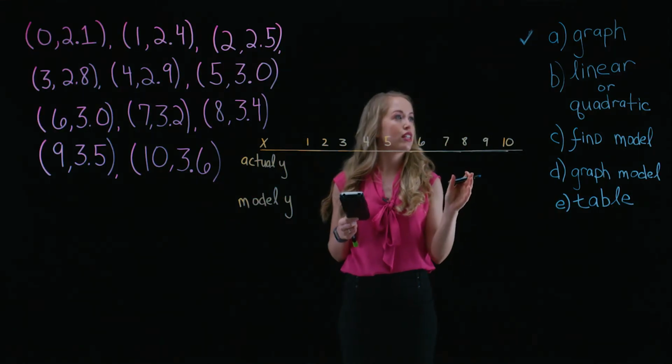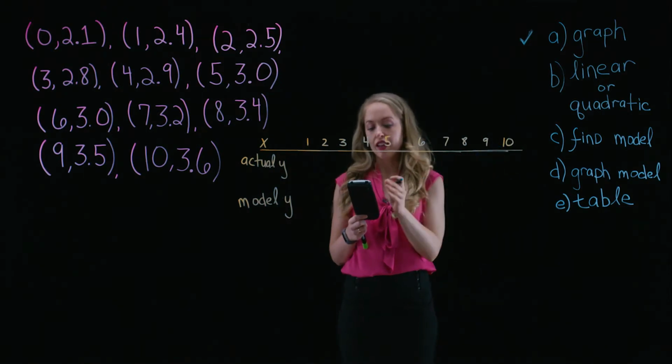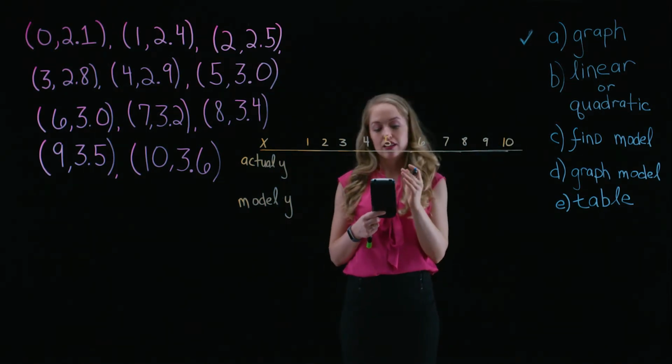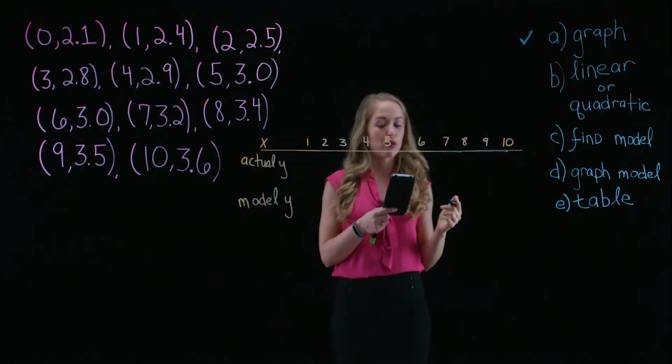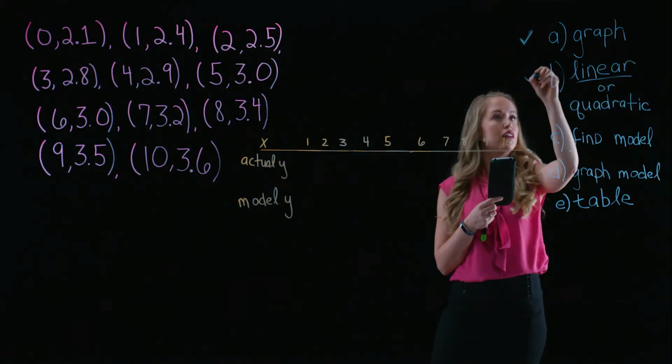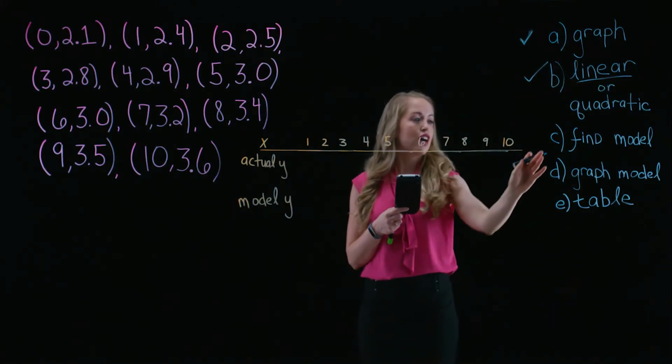Now I'm asked to identify this as linear or quadratic. In other words, does it seem to resemble a line or a quadratic function, which would look more like a parabola? I can tell by looking at it that it is indeed linear. Next, I'm asked to find a model.